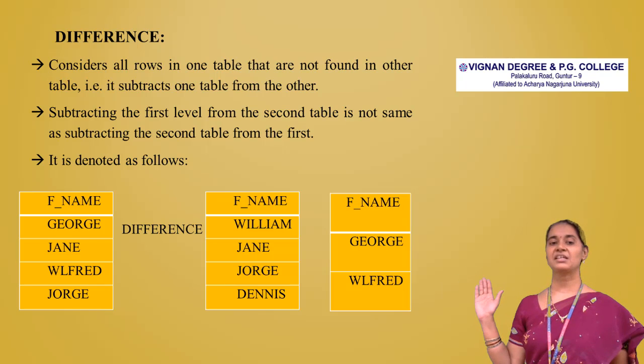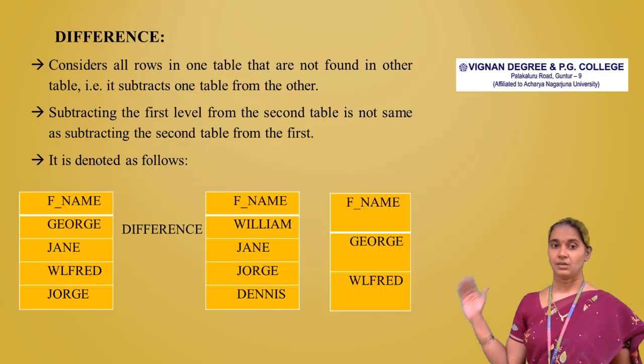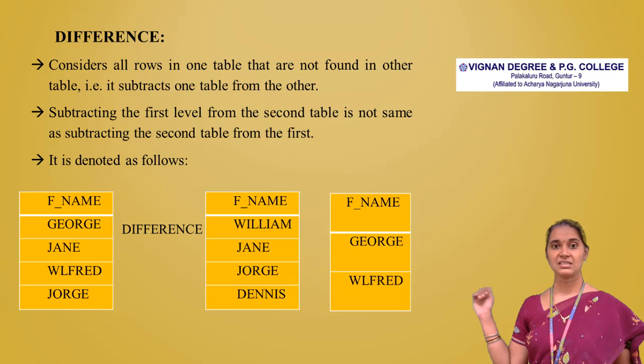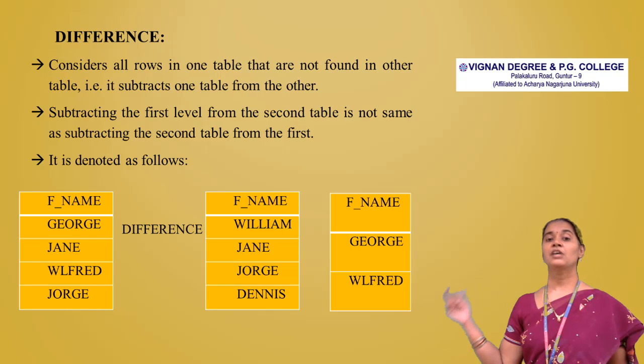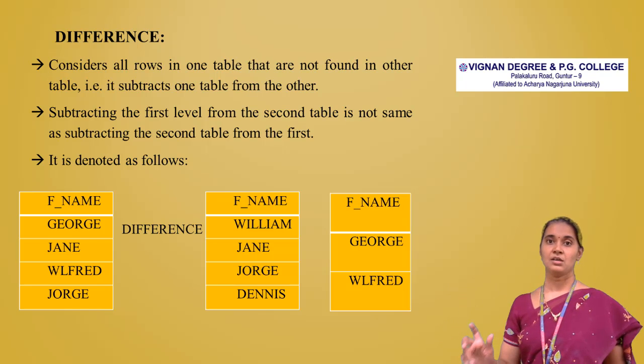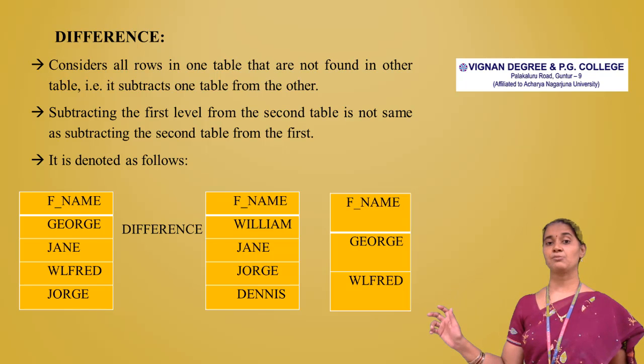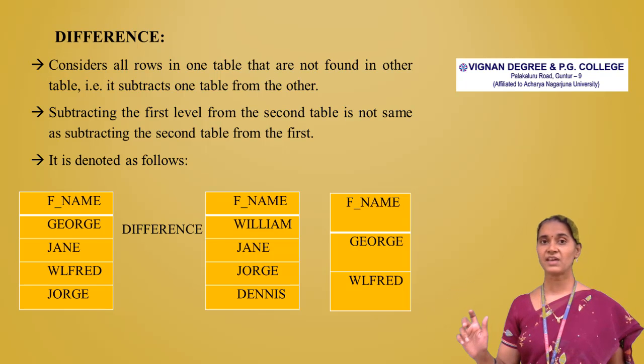So let us see it with an example. Subtracting the first table from the second table is not the same as subtracting the second table from the first table. Both will not give the same output. First table minus second table gives us the unique rows of table 1. Second table minus first table gives us the unique rows of the second table.